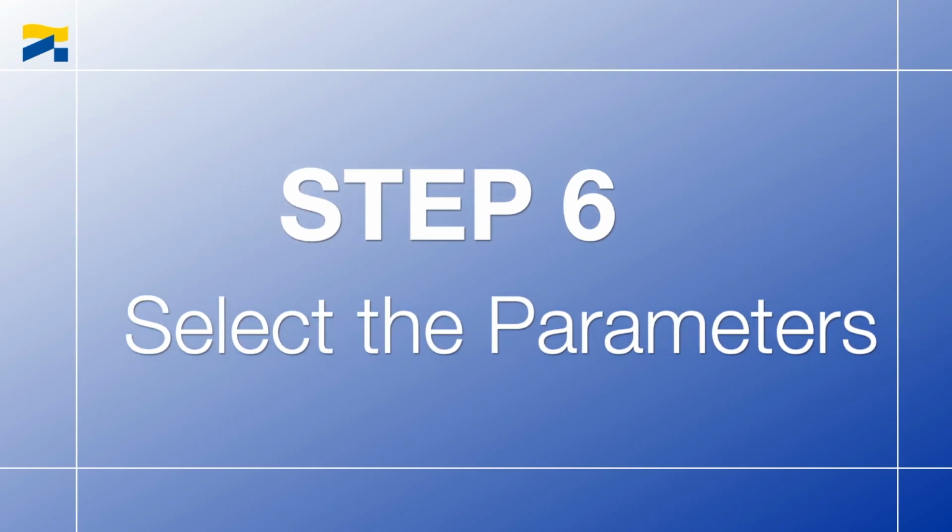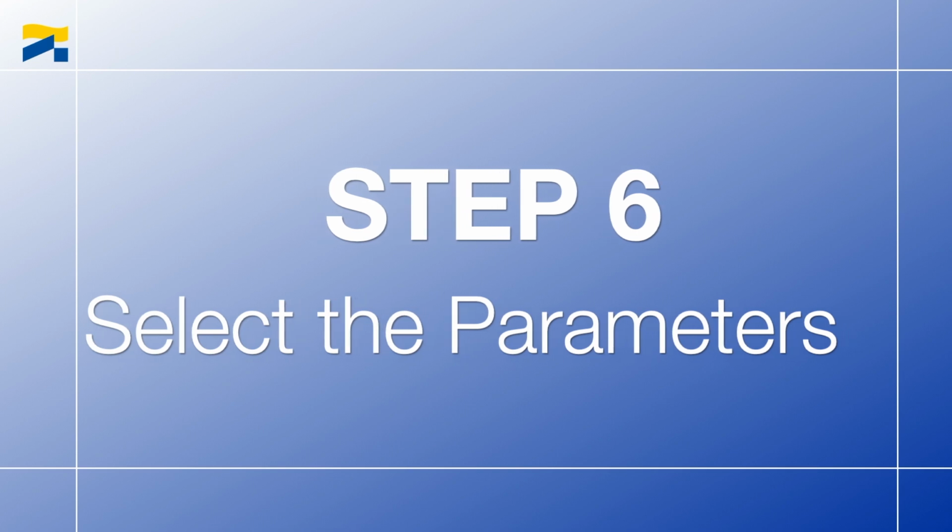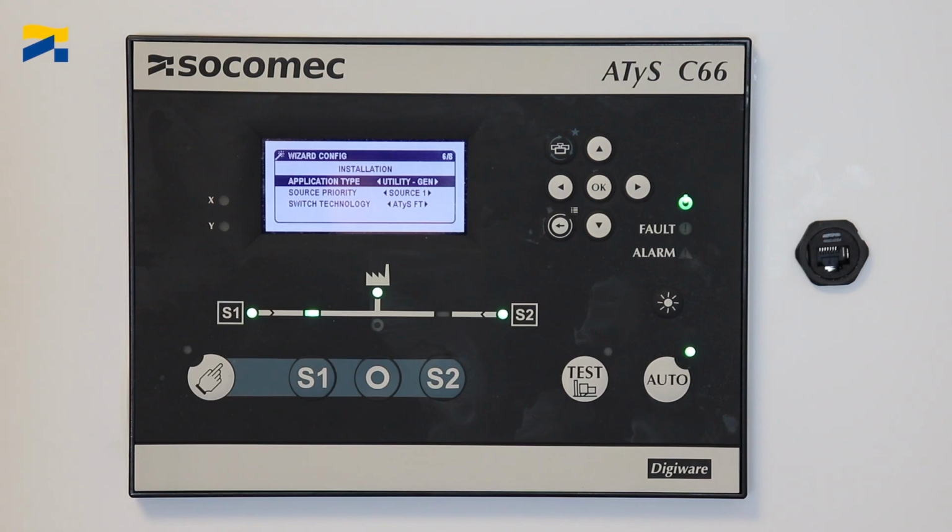Step 6. On this screen, you will see 3 parameters that need to be selected for the installation. First is the application type, which stands for the type of source coming to the controller. The options are utility genset, by default, meaning the priority source is a power supply coming from a transformer, and the secondary source is from a genset.